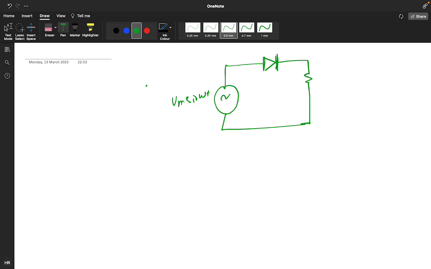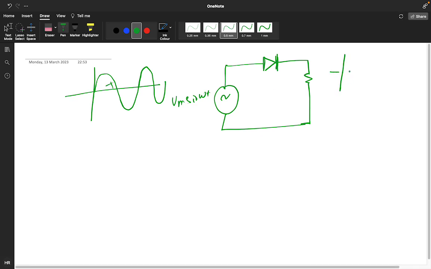So this signal has positive and negative parts. Only the positive part we will get; the negative is gone, the positive is there. So this is the repetition: 0 to pi you are getting the signal, then again 2 pi onwards.